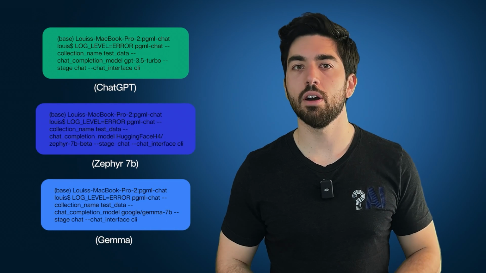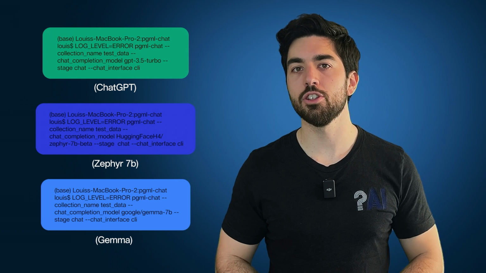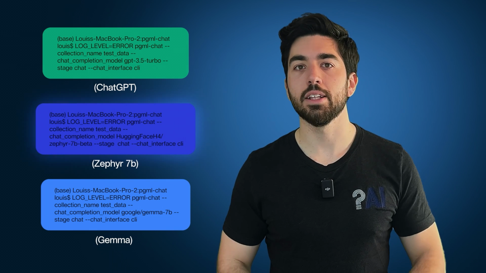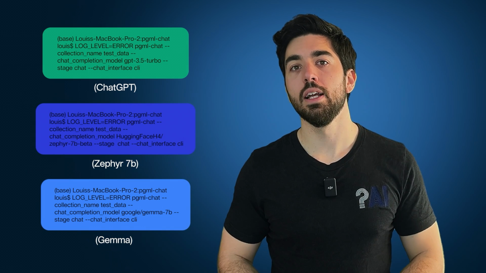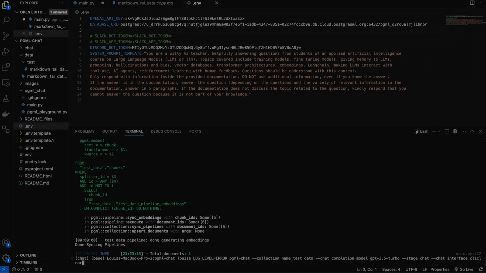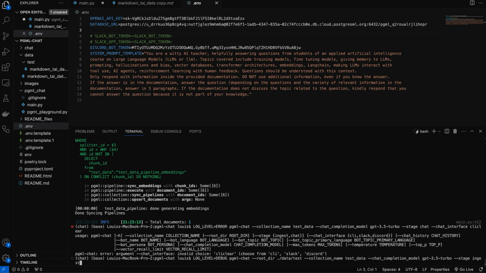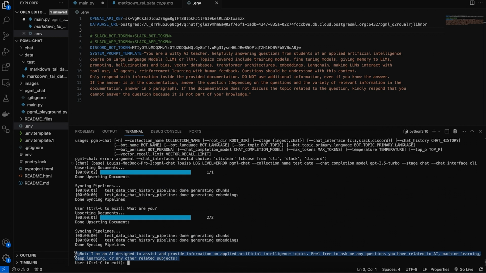On the other hand, if you do have a GPU and want to afford one to host your own model, you can simply change the chat completion model flag with any model hosted on a platform like Hugging Face, like the Zephyr 7B model, Gemma, or any other available model like the recent one from Meta, Llama 3 8B or 70B. Now you can just run the same command without the ingest flag with the chat stage instead, and you'll be able to chat with it in the command line.